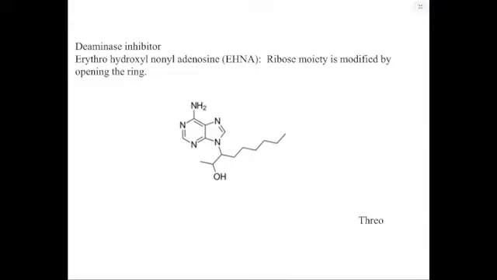Another drug that has been synthesized, which is a deaminase inhibitor, is what we call EHNA, or erythro-hydroxynonyl adenosine. Erythro is specific to the stereochemistry of the molecule, and this is the molecule. The ribose moiety is modified by opening the ring up. You can see it is very similar to adenine, and here is where you have your ribose sugar, which has been opened up. That gives you the drug erythro-hydroxynonyl adenosine, which again is an inhibitor of deaminase.